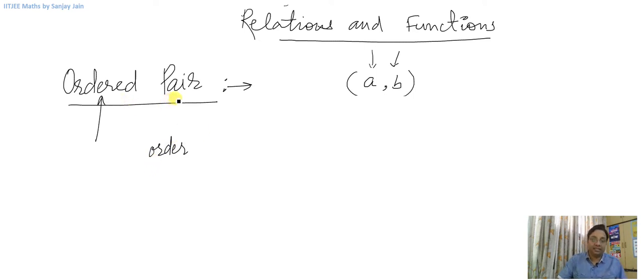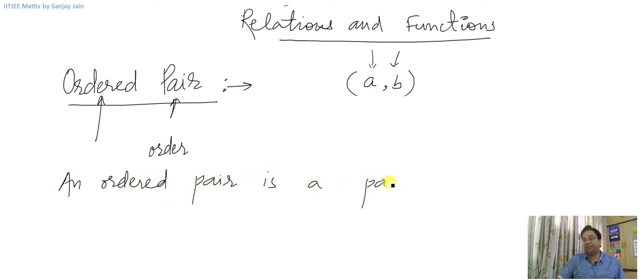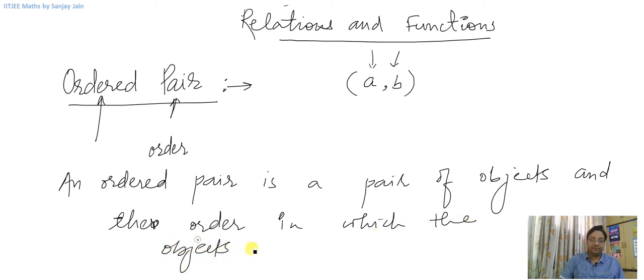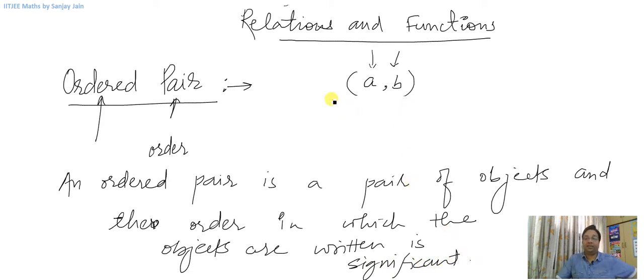So what I mean is an ordered pair is a pair of objects and the order in which the objects are written is significant. What do I mean by that? That if I write, and this is how I write the ordered pair.